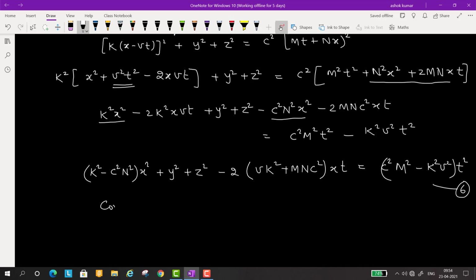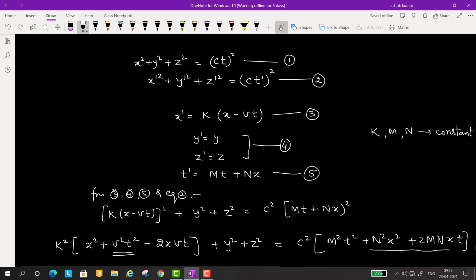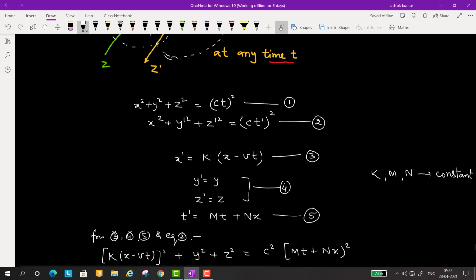So comparing coefficients of equation number 1 and equation number 6. So in equation number 1, the coefficient of x square is 1, the coefficient of y square is 1, the coefficient of z square is 1, the coefficient of t square is c square.